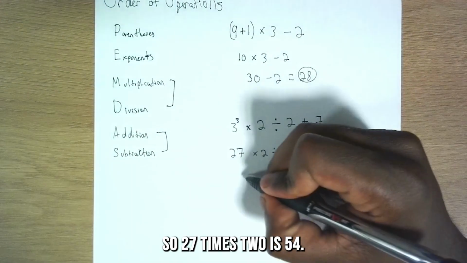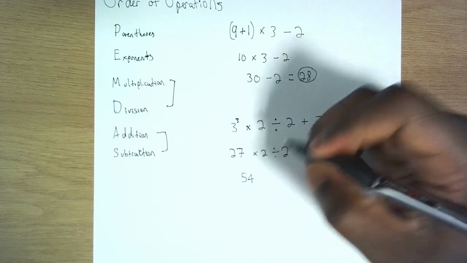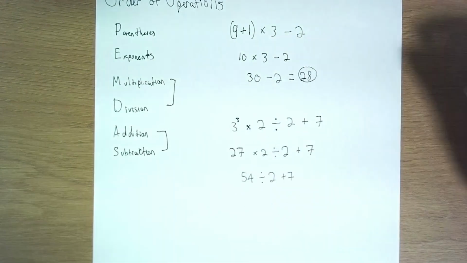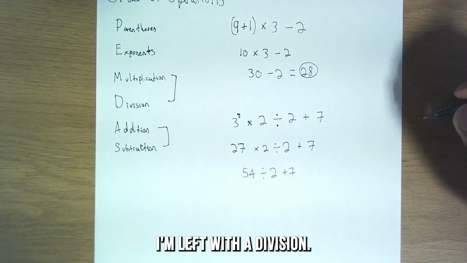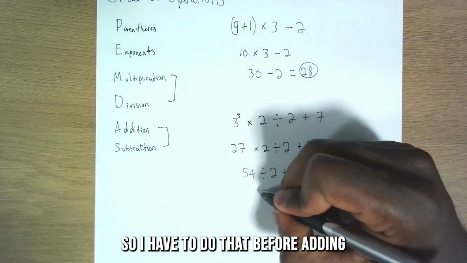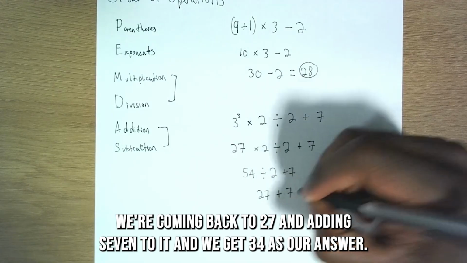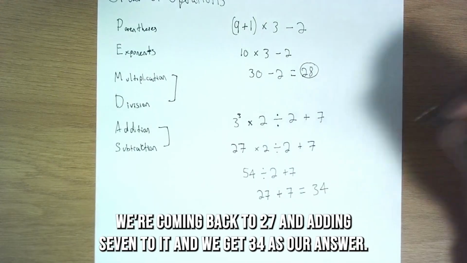So 27 times 2 is 54. Now I'm left with 54 divided by 2 plus 7. I'm left with a division, so I have to do that before adding. Again, we're coming back to 27 and adding 7 to it, and we get 34 as our answer.